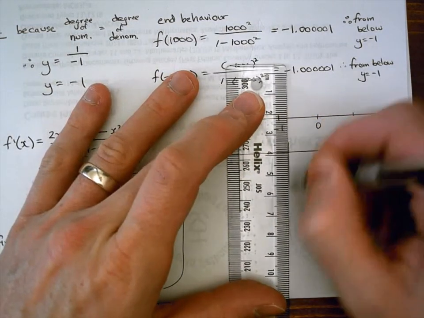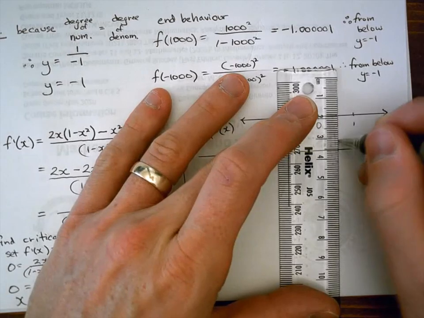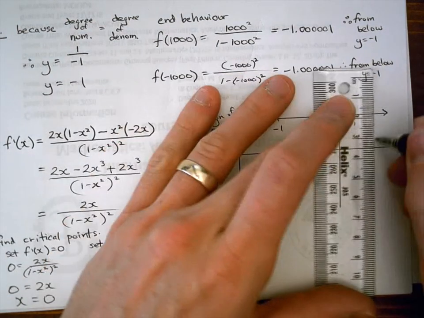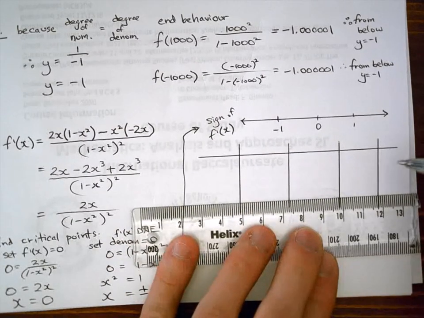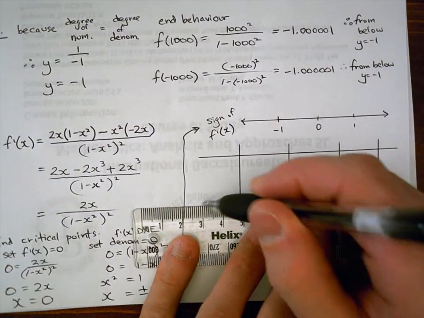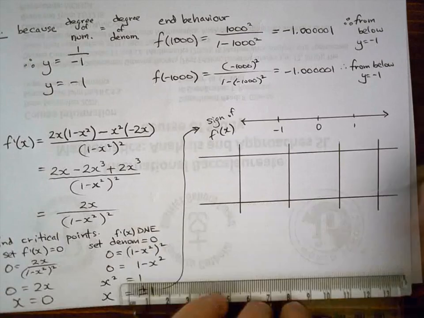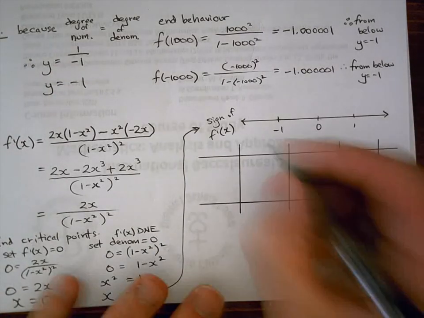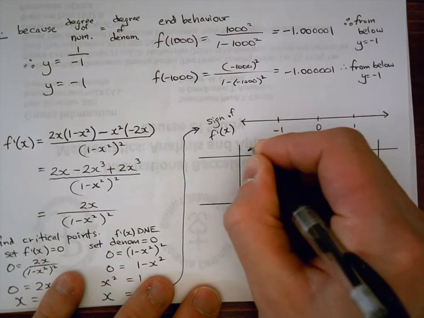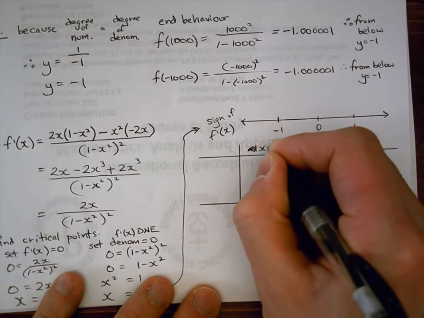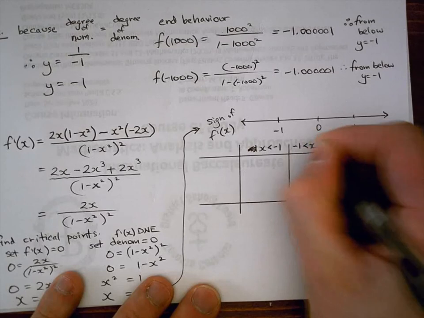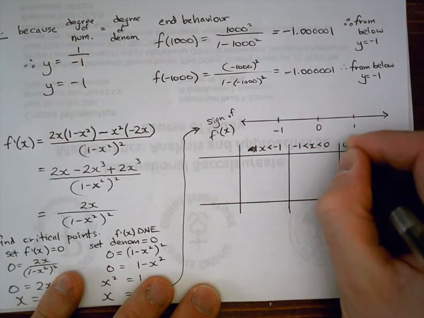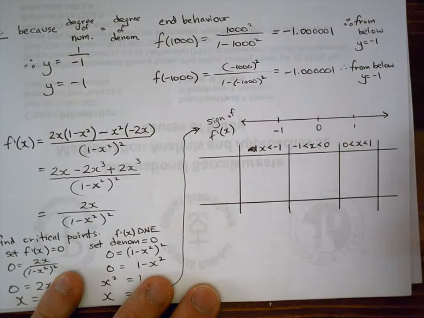Poor space management, but this is what you get. This is what I told us not to do, to take as much space as you need, but I break my own rule. Okay, anyways. So we have a region where x is less than negative 1. We have x between negative 1 and 0. We have x between 0 and 1. And we have x greater than 1.